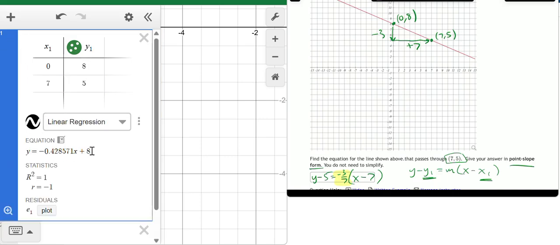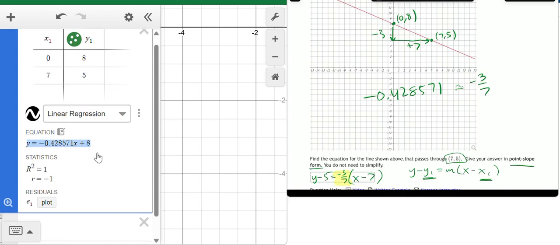So this right here gives you your equation. But you can see it's not in the form that it wants. But we see that this slope here tells us is negative 0.428571. That is equivalent to negative 3/7. If you entered this decimal value right here for your slope, you would get the correct answer.